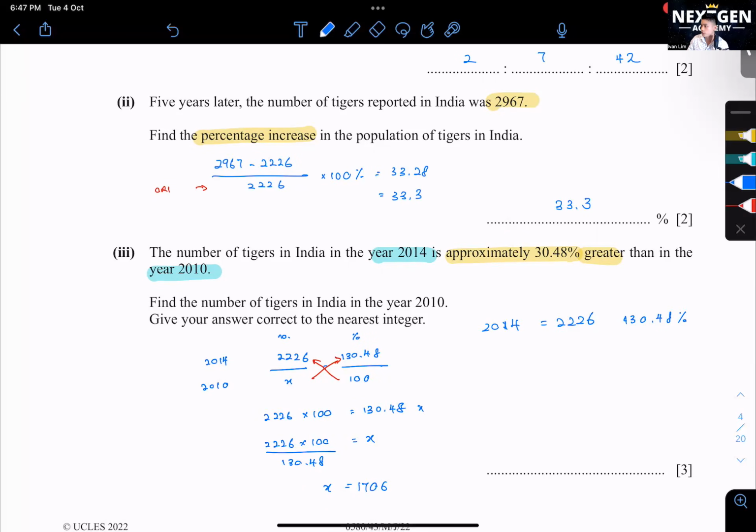1706. And one more thing, you see, a few of the questions say to the nearest integer. So make sure you all present your answer to the nearest integer. Integer means whole number. If you leave it in some sort of decimal place, it means you're not following the instruction, and you will get minus marks for it.